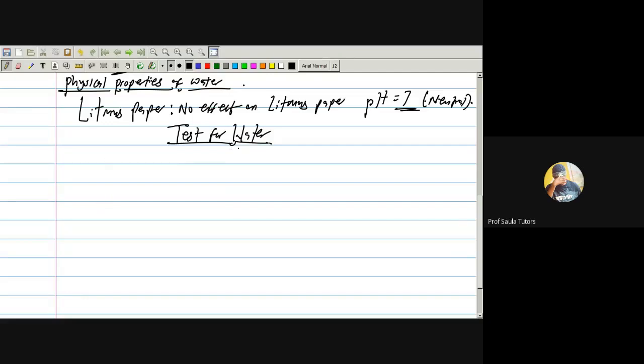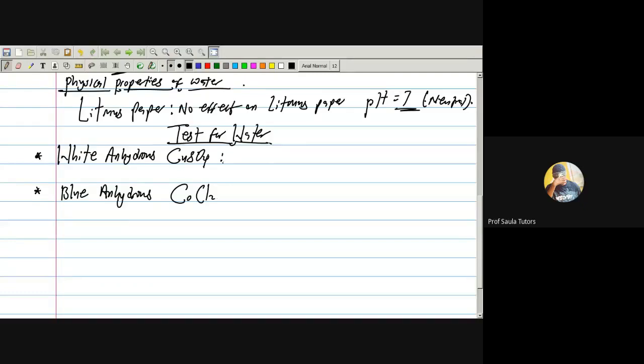We have 2 reagents for testing for water. What are they? We have white anhydrous copper 2 tetraoxosulfate 6. Anhydrous means powder, white powder. Another word for anhydrous is powder, if you need simple English. Also, blue anhydrous cobalt 2 chloride. These are the 2 reagents for testing for water.